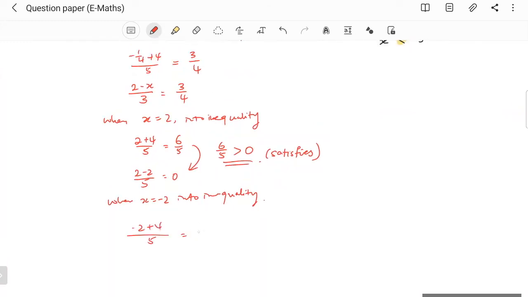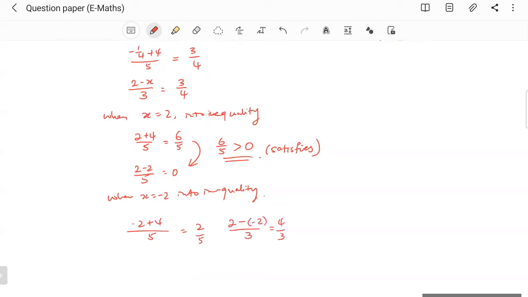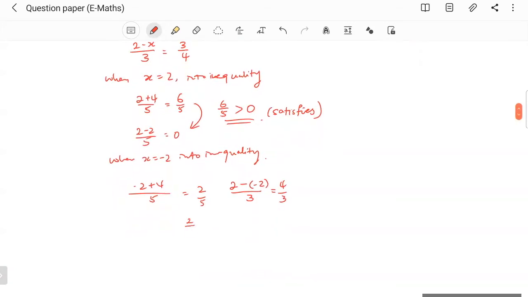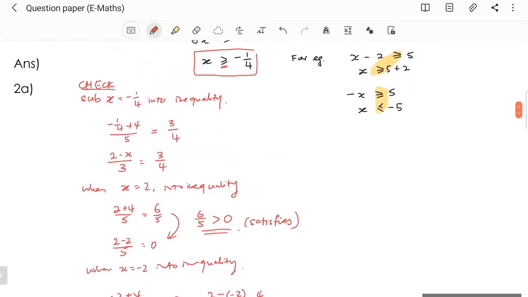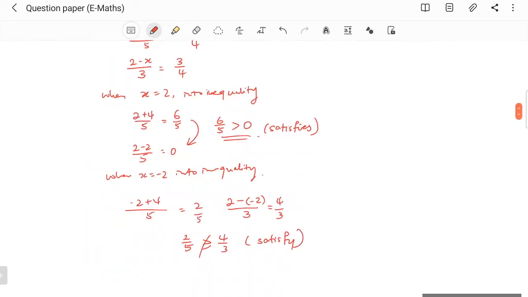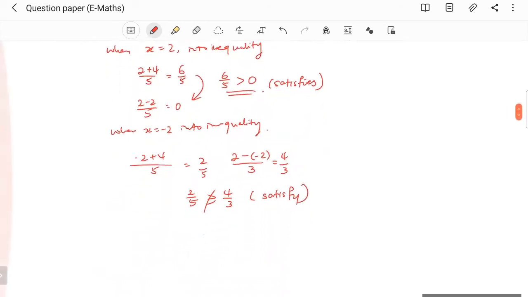Which gives me 2 over 5, and the other one is 2 minus 2 over 3, which gives me 4 over 3. So what do we know? We know that 2 over 5 is not more than 4 over 3. So it doesn't satisfy the inequality, which is correct because we are not supposed to satisfy the inequalities. Your answer is correct. So more or less your inequality is already correct.